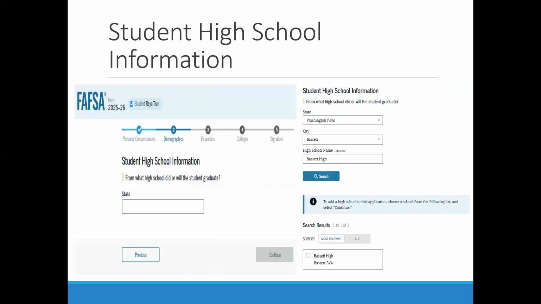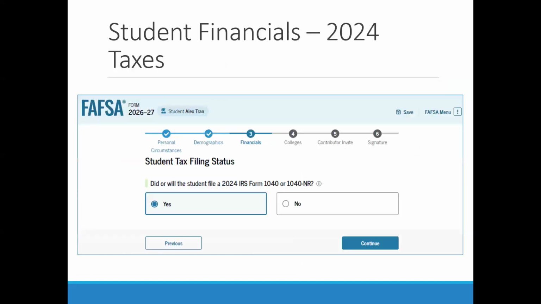You're going to still let us know your high school information, so what state your high school is in and the name of your school. It's going to ask some financial information, and again, this information is used from 2024 taxes. And we'll ask, did the student file?